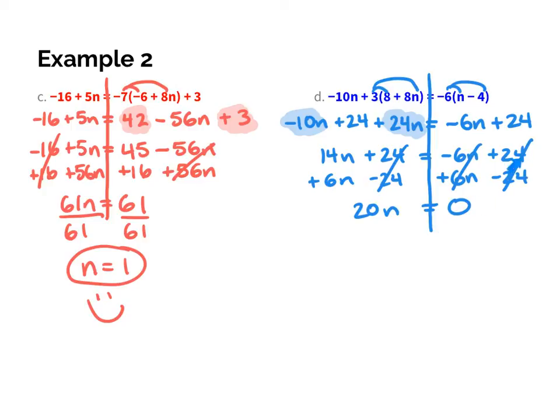So just because everything over there would drop out and essentially go bye-bye, that doesn't mean, and this is a common mistake, doesn't mean that it can't be solved. It just means now that when I divide by 20, n is going to equal 0. 0, folks, understand that 0 is a number.